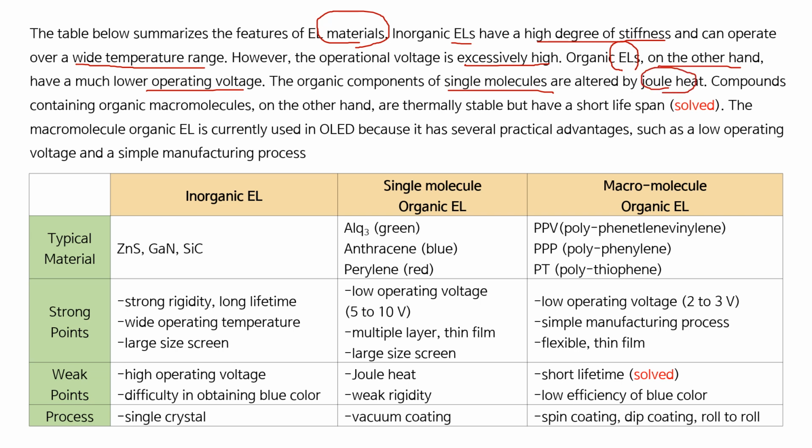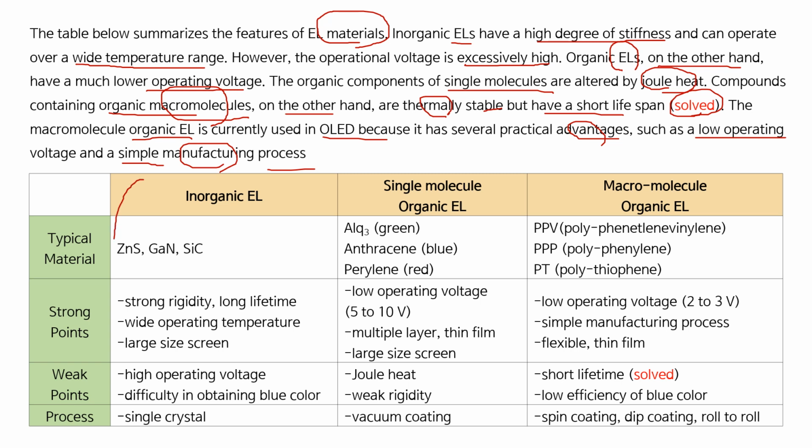Compounds containing organic macromolecules, on the other hand, are thermally stable but have a short lifespan, but this problem is solved. The macromolecule organic EL is currently used in OLED because it has several practical advantages, such as low operating voltage and a simple manufacturing process.